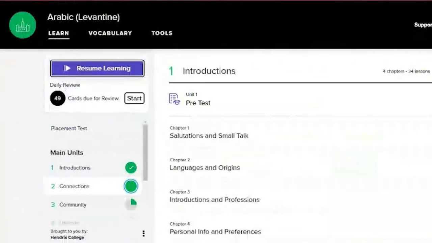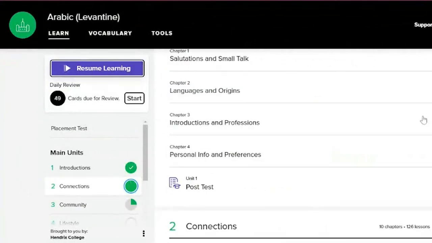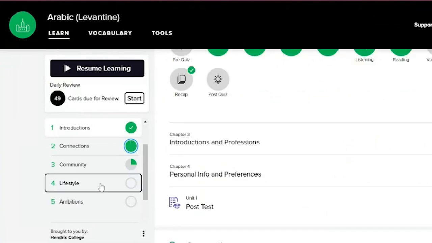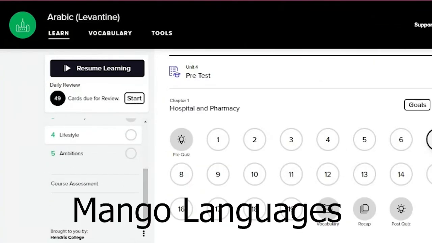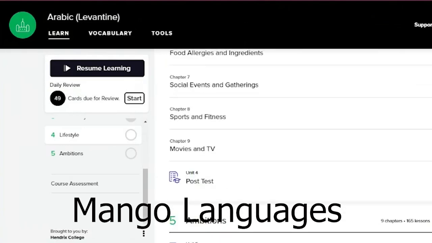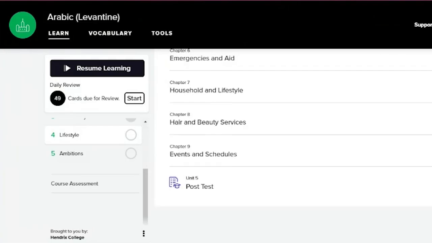There is also a great course that is free, again, when you have a library card in the USA or you have a university address from the USA, in Mango Languages. Their Levantine Arabic course is very extensive. They have all 5 chapters and it's a really good layout for starting Arabic from literally 0.